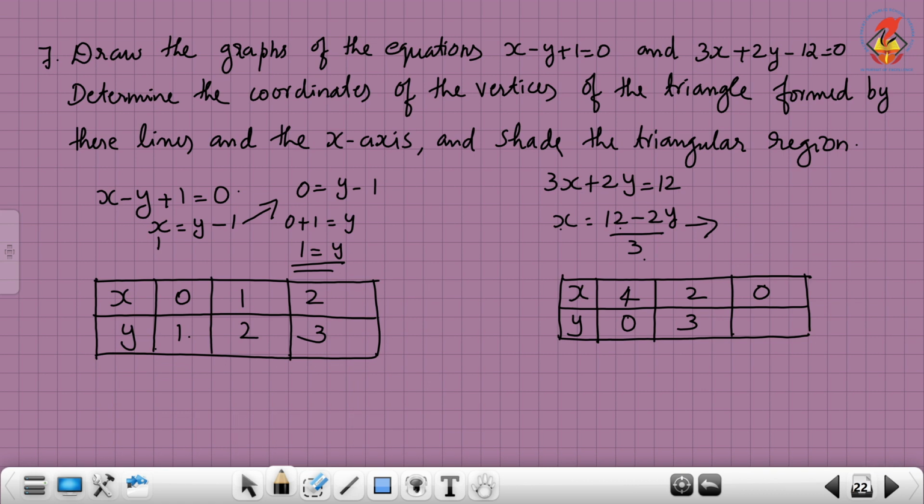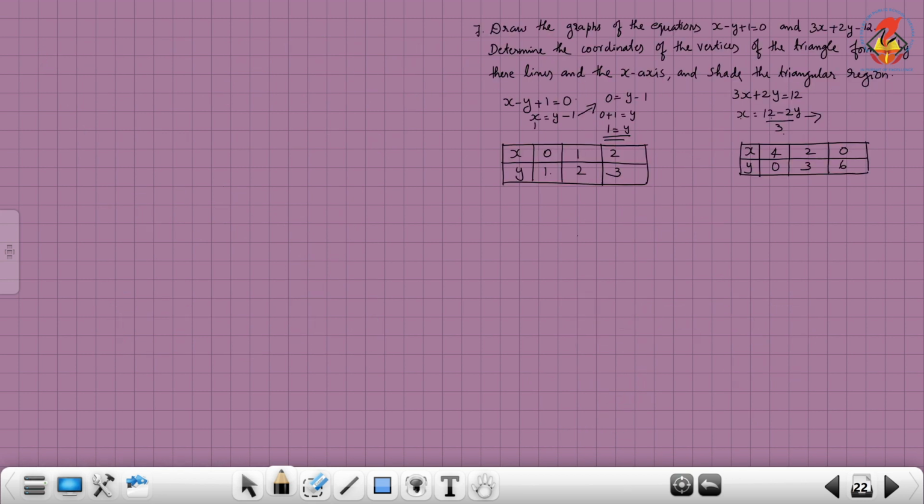Next, x equal to 0. 0 equal to (12 minus 2y) by 3. 3 into 0 is 0, so 0 equal to 12 minus 2y. Then 2y equal to 12, y equal to 6. Next, draw the graph.